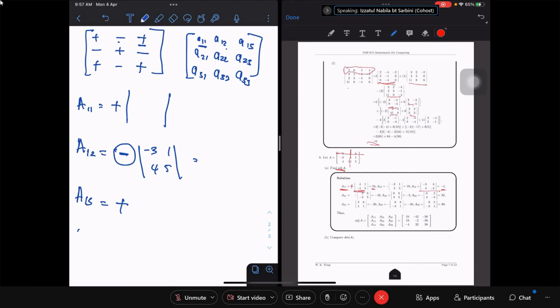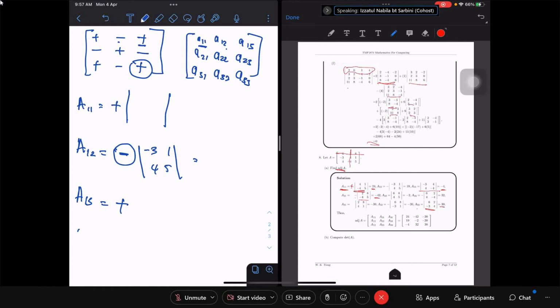A21 is negative because of the position, and you cover the second row and the first column. So you calculate, and it equals negative 42. And you calculate one by one until you reach the last position, which is A33. The position of A33 is positive, right? So you don't need to put a negative. You just calculate the determinant, which equals 30.